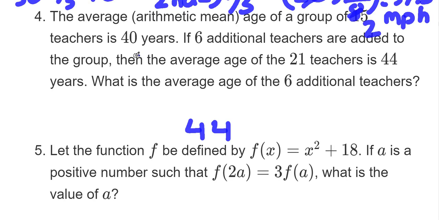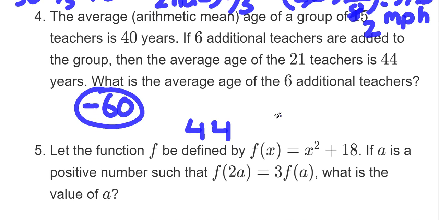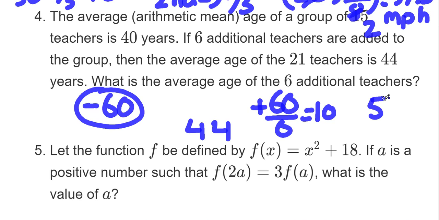So they're below the mean by 4. 4 times 15 is negative 60. So far I have negative 60 as my deficit, okay? And now these 6 teachers, okay, they need to have a surplus of what? They need to have a surplus of 60, okay? So each one, since there's 6 teachers, we divide by 6, it gets 10. Each one has to have a surplus of 10. So 44 plus 10 is 54. Okay, that has to be the average age of the 6 additional teachers.